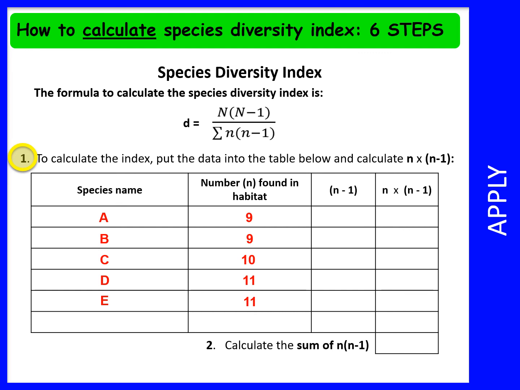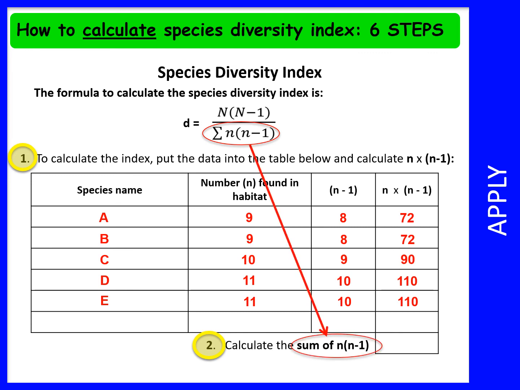So once you've got the numbers of individuals of each species, we go n minus 1. We can put those in, and then we go n times n minus 1. So 9 times 8 is 72, 10 times 9 is 90, 11 times 10 is 110. And then we add up those values at the end. So if you add up n times n minus 1 for each of the different species, you're going to get, in this case, 454.